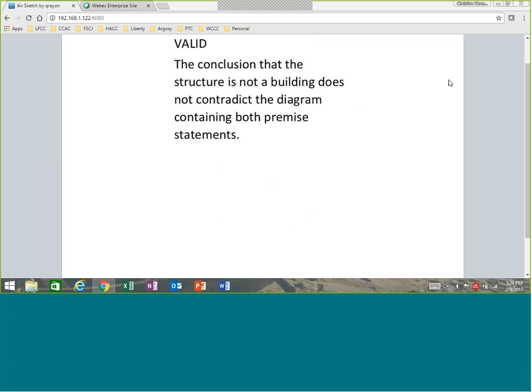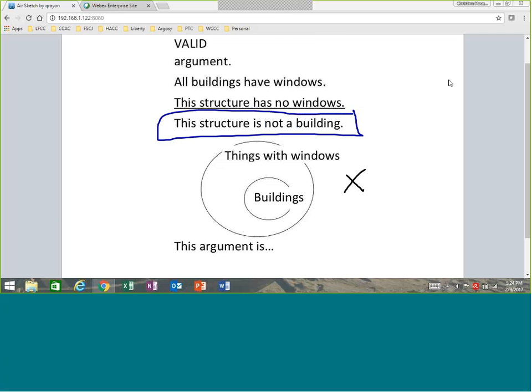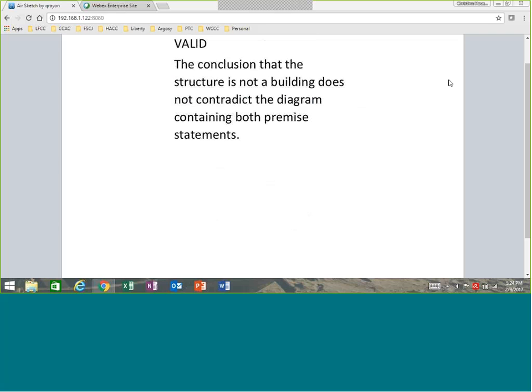The conclusion that the structure is not a building doesn't contradict the diagram at all. It goes right along with the diagram. The structure is not a building, the X is outside of the building circle. So that would be considered a valid argument. There's no contradiction there.